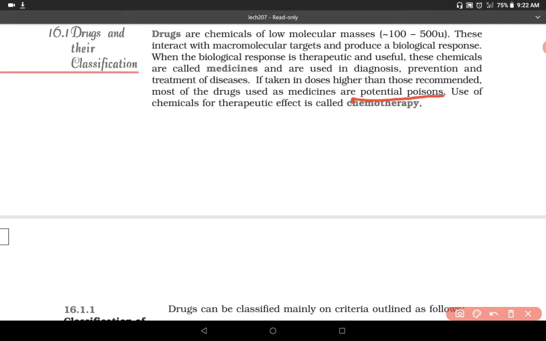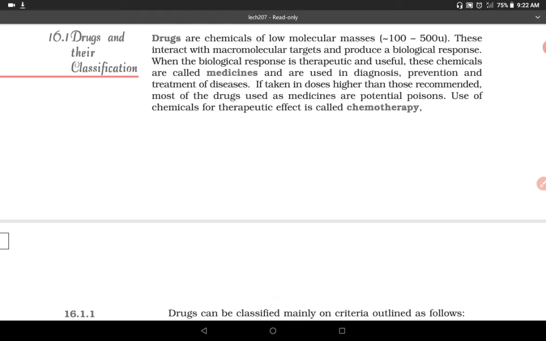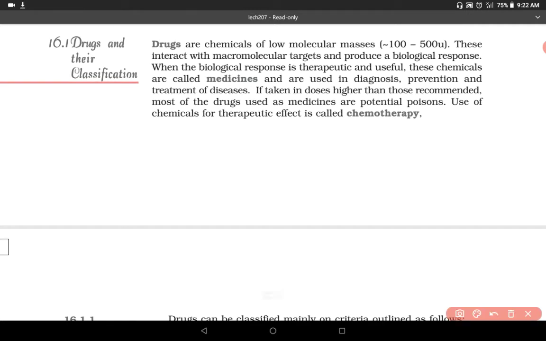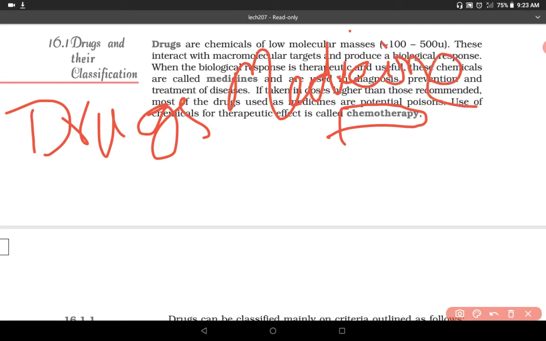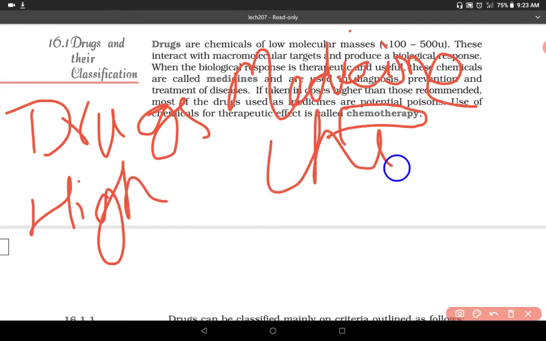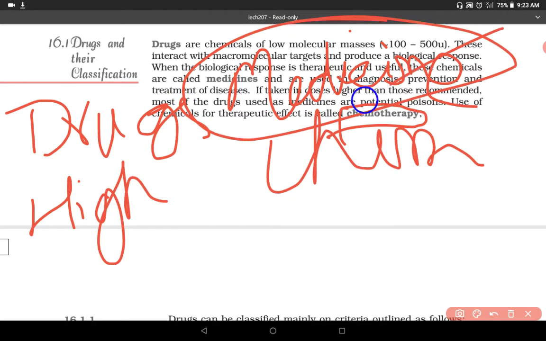Use of chemicals for therapeutic effect is called chemotherapy. I already told you what we call it when the biological response is therapeutic. Yes, the use of chemicals for therapeutic effect is called chemotherapy. In this we have learned four things. First, you have to remember this and not forget it. First, drugs. What are drugs? Medicine. The difference between drugs and medicine is that all medicines are drugs, but not all drugs are medicine. Then you learned about high dose, and also about chemotherapy, which has been introduced in this medicine definition.